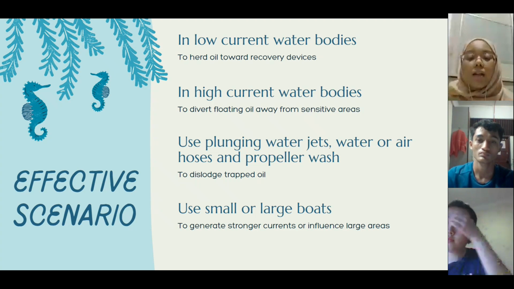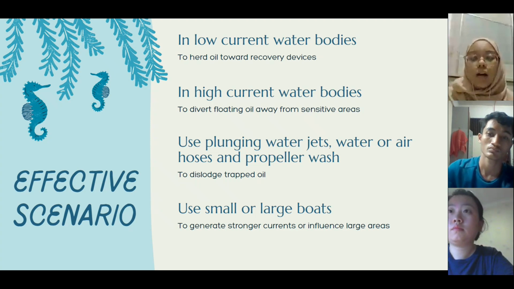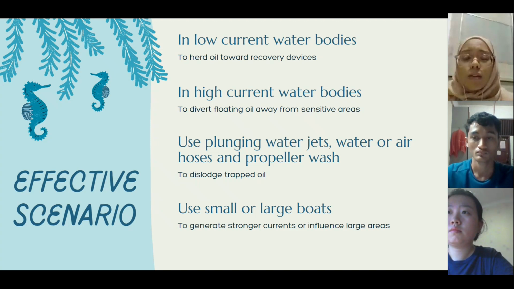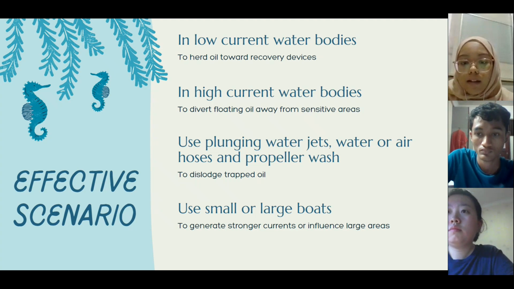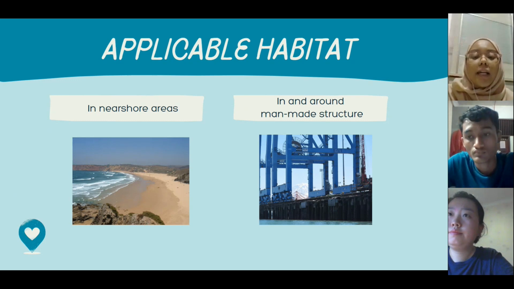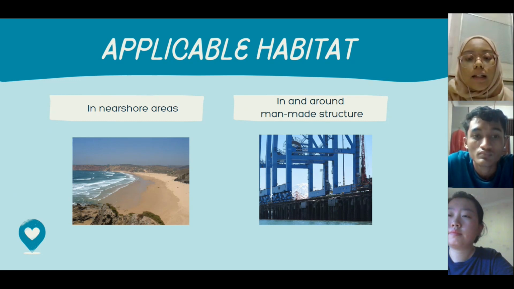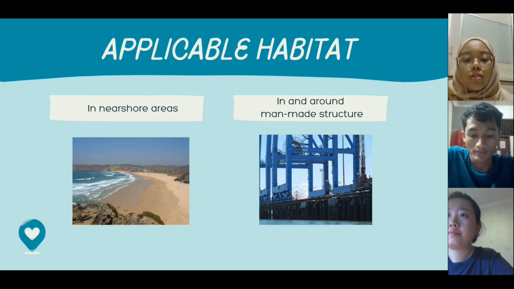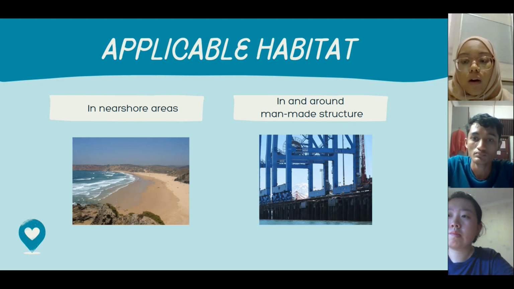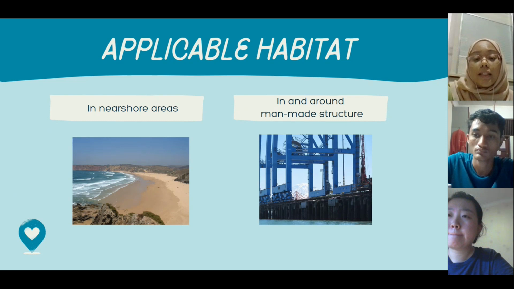Physical herding also uses small boats or large boats, where large boats use tugs to generate stronger currents or influence large areas, such as oil that is trapped deep under piers. Next. For the applicable habitat type, it is in nearshore areas where there is little or no current, and also in and around man-made structures such as wharves or piers, for example in this picture. Okay, next.